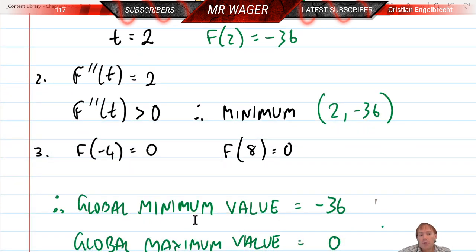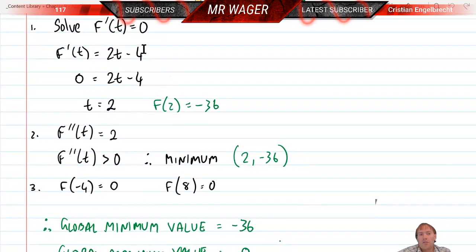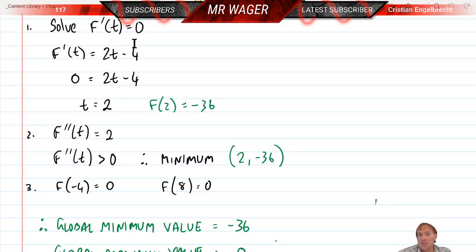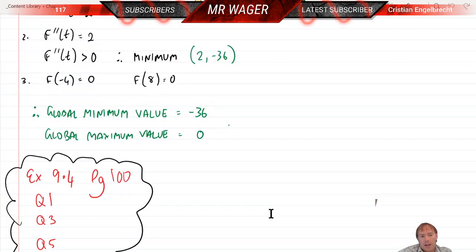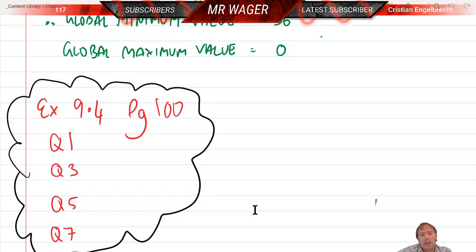The global minimum value we discovered from doing the derivative was -36, and the global maximum value, because there wasn't any other derivatives equal to 0 and so no other values to test, we got from substituting in the end values, and we got 0. That was the highest it ever got. That is it for exercise 9.4, the explanation to it.